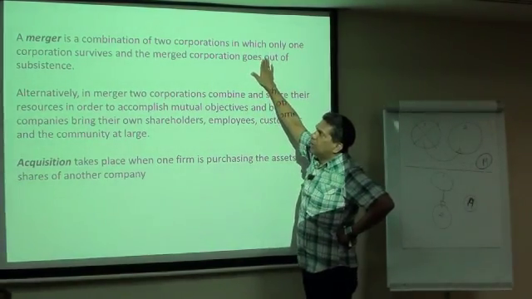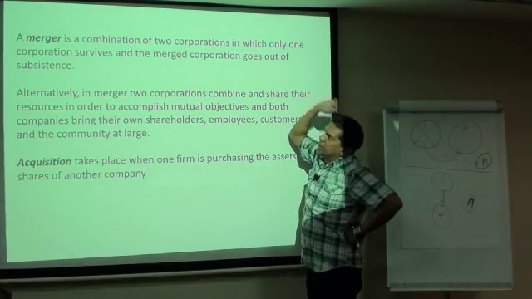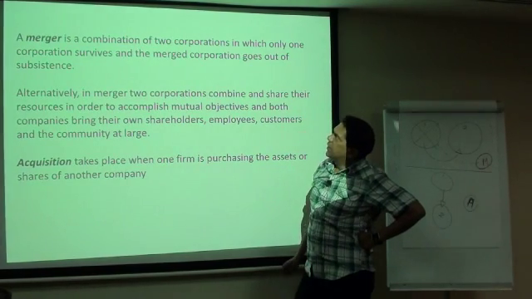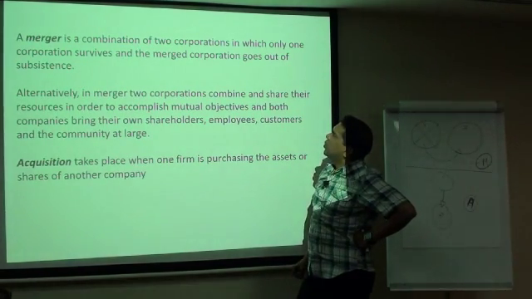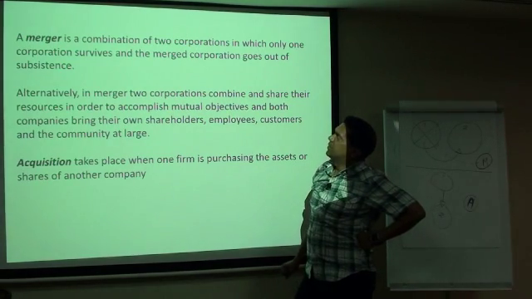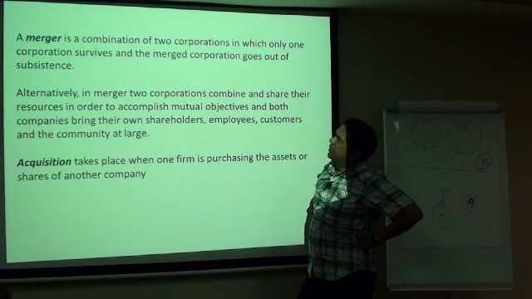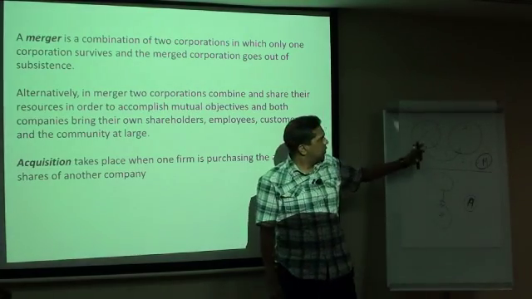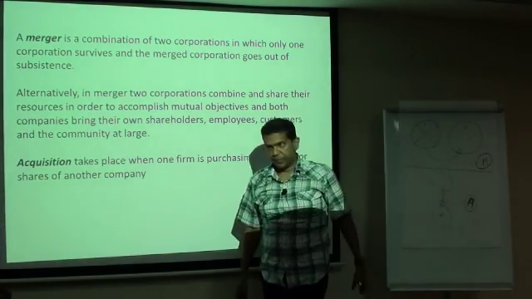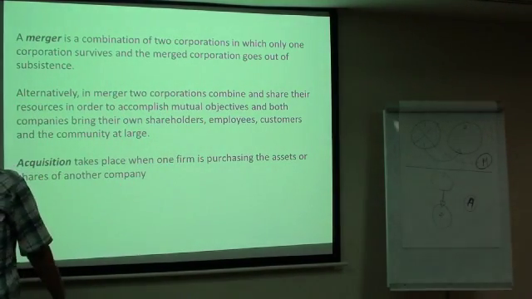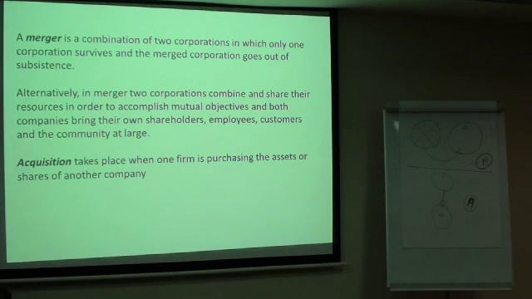This could be brutally wrong, what I have mentioned here. These are not my ideas. I have captured them from different books. A merger is a combination of two corporations in which only one corporation survives, and the merged corporation goes out of existence. So technically, in a merger only one company will move forward, but in an acquisition both companies can continue. This could be 80% right and 20% wrong.